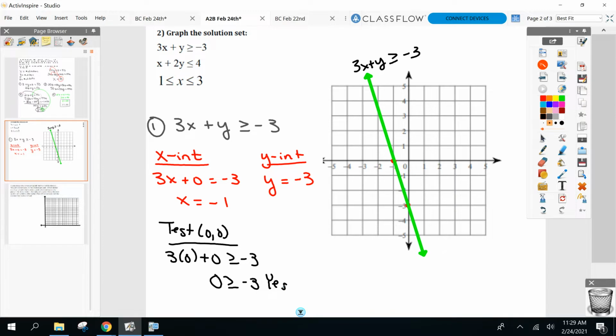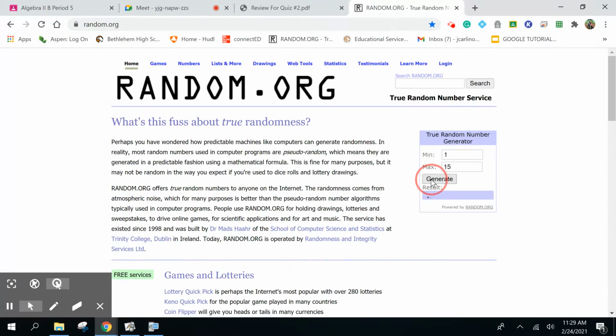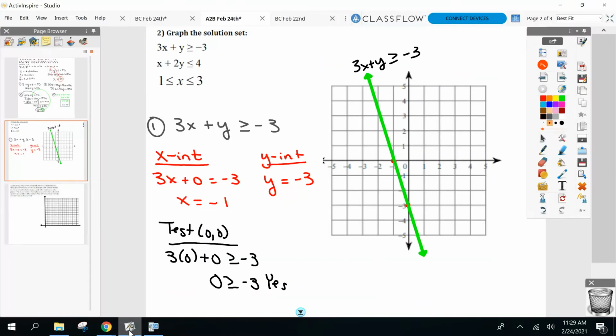So let me go to somebody right now. Should I shade to the right or the left of my line if 0, 0 is part of it? Right or to the left, the shading? Dan, to the right or to the left if 0, 0 is part of this? If 0, 0 is part of it, then you shade to the right.